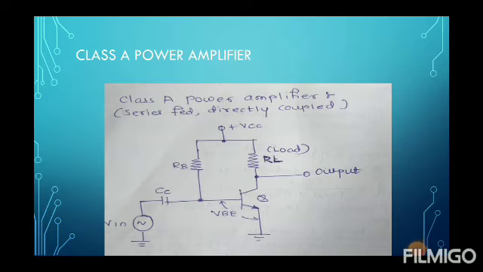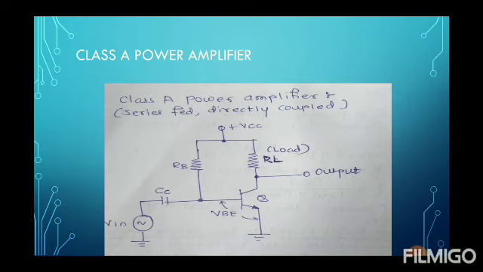Let us now see the working of class A amplifier. When an AC signal input is applied to the base of the transistor Q, the base current varies above and below the Q point, that is your IBQ. Therefore, the collector current IC also varies above and below the Q point. The collector to emitter voltage, that is VCE, also varies above and below the VCEQ.